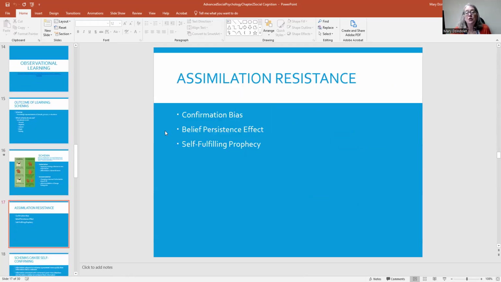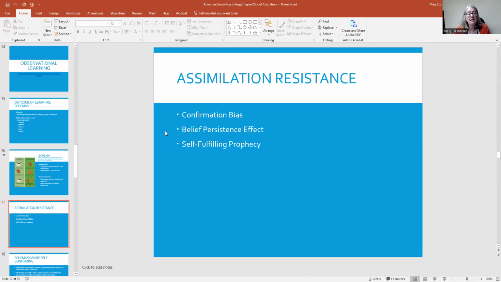So what we'll do instead is we will use these biases. These biases will allow us to change the information to meet the schema rather than changing the schema to match the information. So let's talk about some of the biases that come up when we're doing assimilation resistance, okay? And the first one that I'm going to talk about is the confirmation bias. And we're going to talk about a lot of these, okay? But the first one is the confirmation bias.